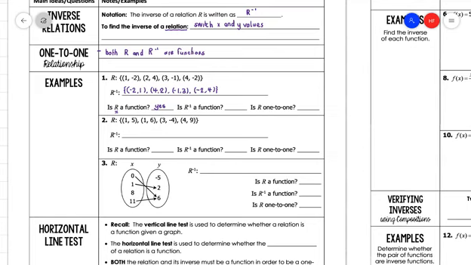And then is R inverse a function? We've got -2, 4, -1, -2 as my x values, and I see that -2 shows up twice. So no, R inverse is not a function, meaning R is not one-to-one. So if either of your answers are no, then the last answer will be no.